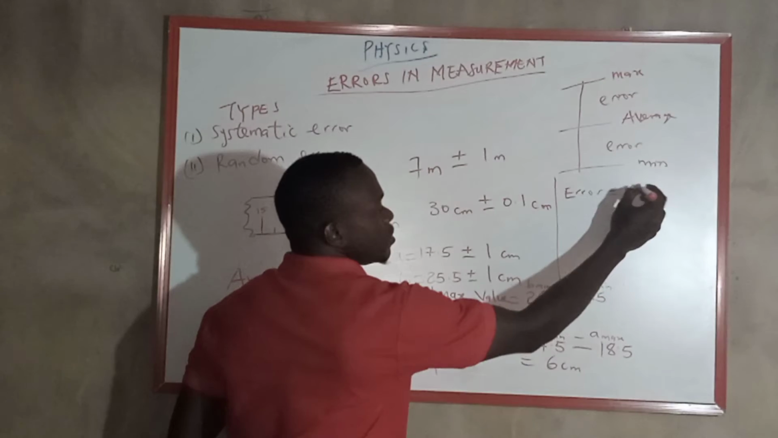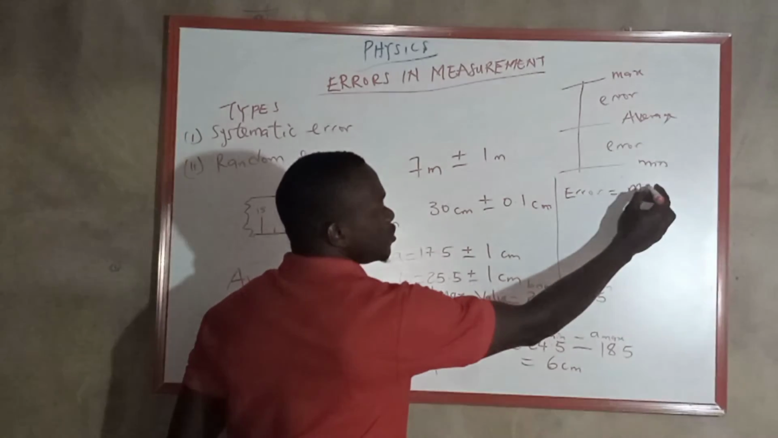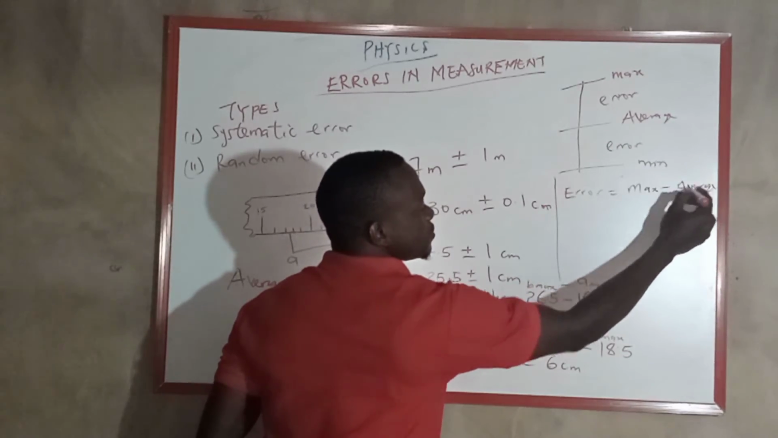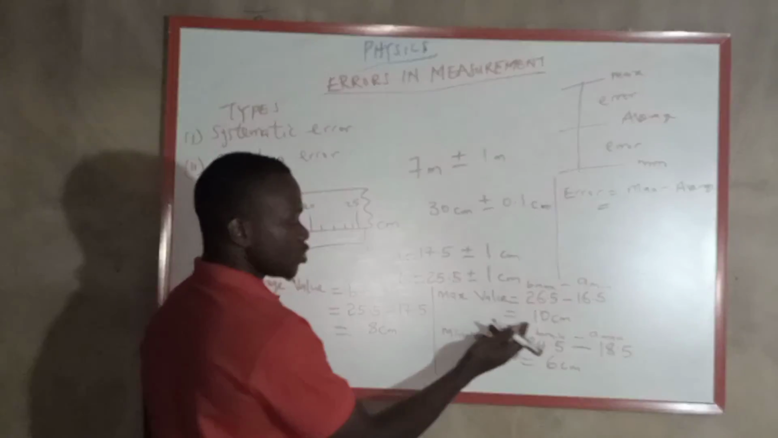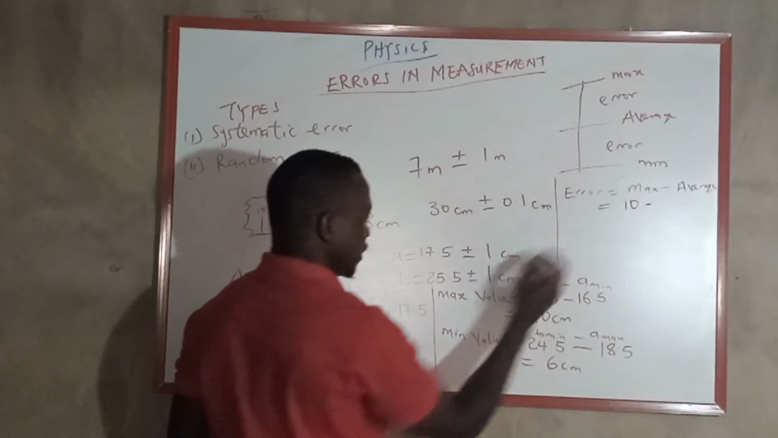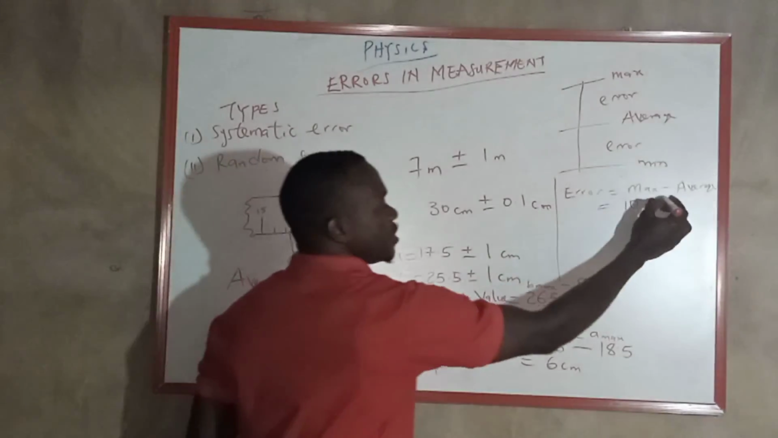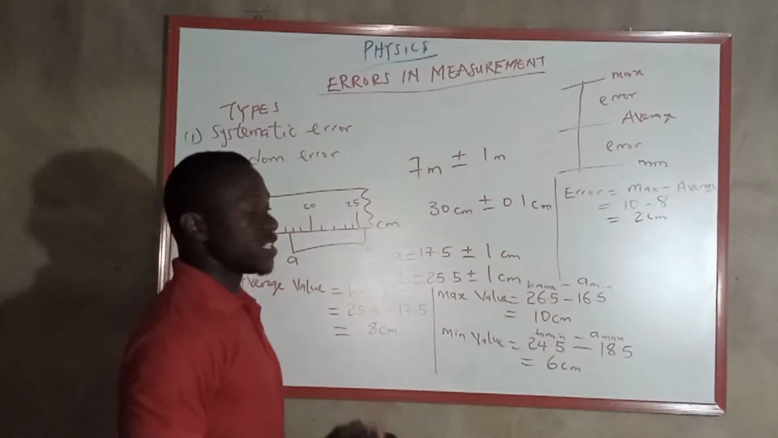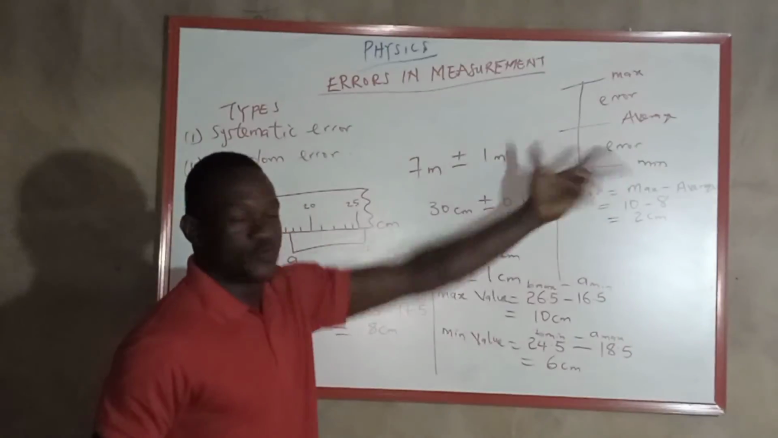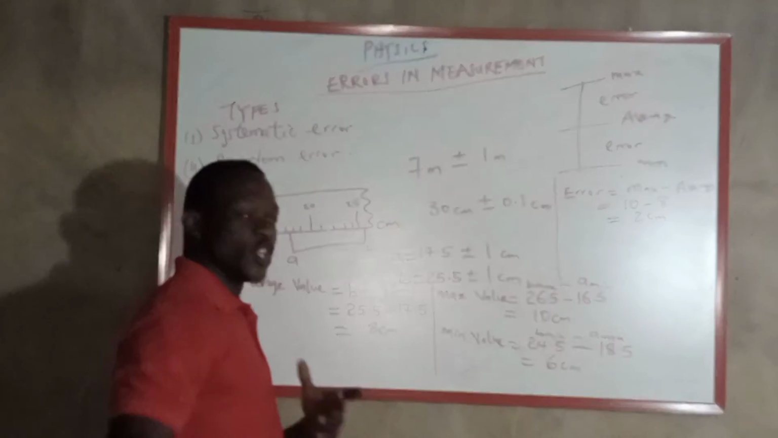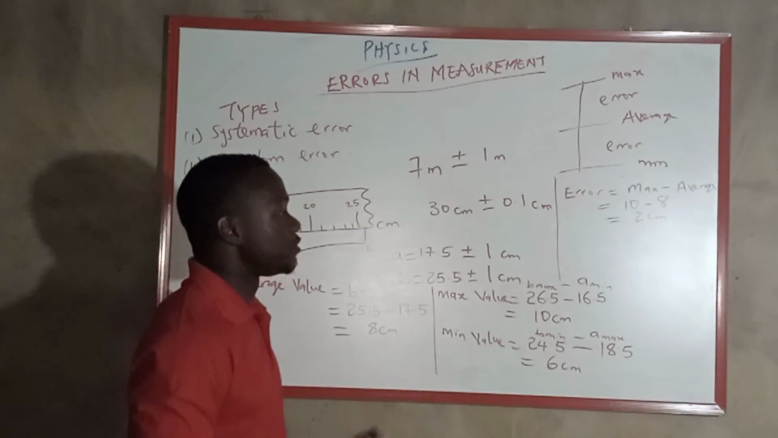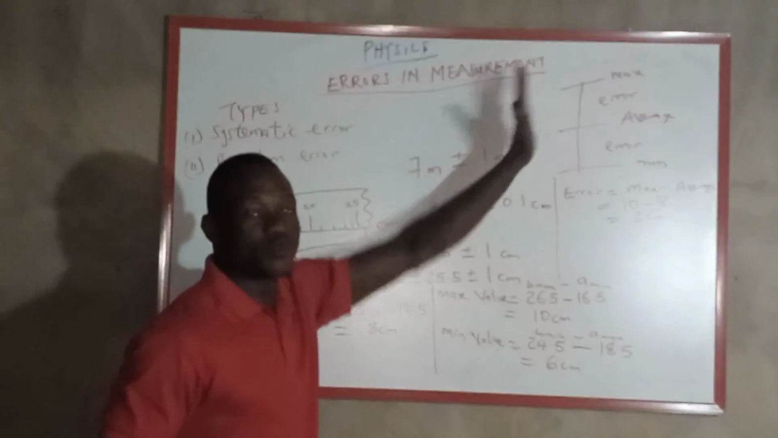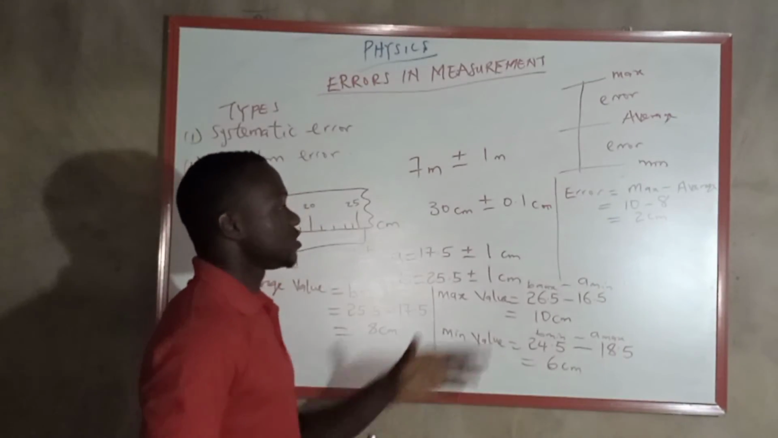So we have our error equal to the maximum value, max, minus the average value, average. Our maximum value is what? 10 cm. So we have 10 cm minus our average value, which is 8 cm. That's 2 cm. You can try it for average minus minimum and see if you get 2 cm. Tell me in the comment section below if you actually got 2 cm. If you don't get 2 cm, then I've made an error. But if you get 2 cm, the formula is mathematically proven and correct. So that is for the error.